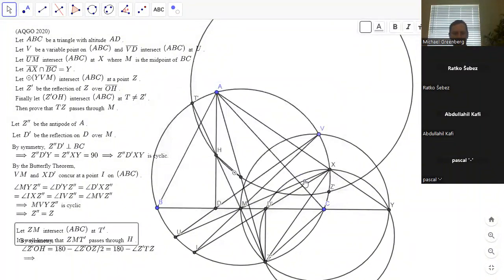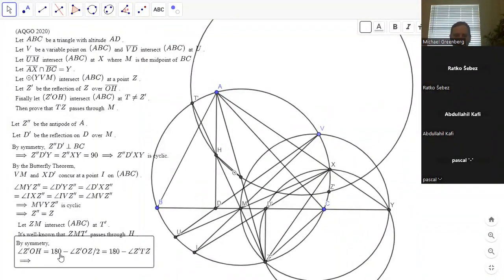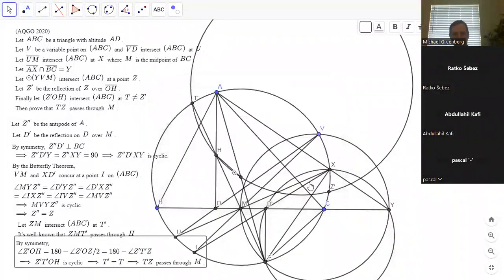But this implies that Z prime T prime OH is cyclic, and that implies T prime equals T, which implies TZ passes through M. Okay. All right, I think we're good with that.